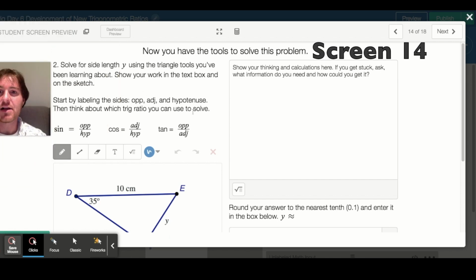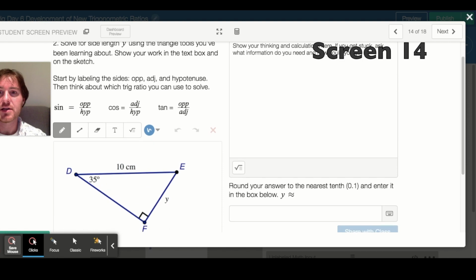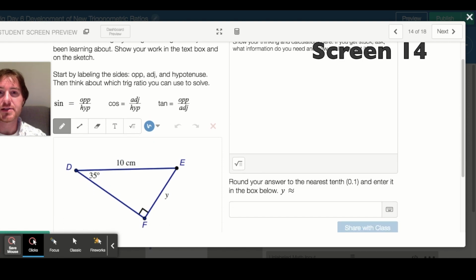But anyways, solve for the side length y using the triangle tools you've been learning about. Solve your work in the text box and on the sketch. Start by labeling the sides opposite, adjacent, or hypotenuse. Think about which trig ratio you can use to solve. All right, so we're going nice and slow here.